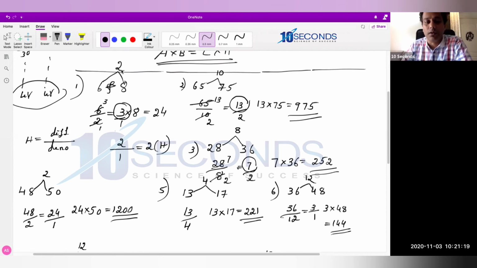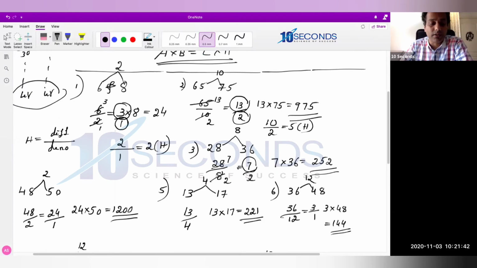What is the difference? 2. What is the denominator? 1. 2 divided by 1, 2 is the answer. So let's take a few more numbers. What is the difference here? 10. Denominator 2. 10 divided by 2, 5. So HCF is 5. Very, very simple. Can do it in 2 seconds max.